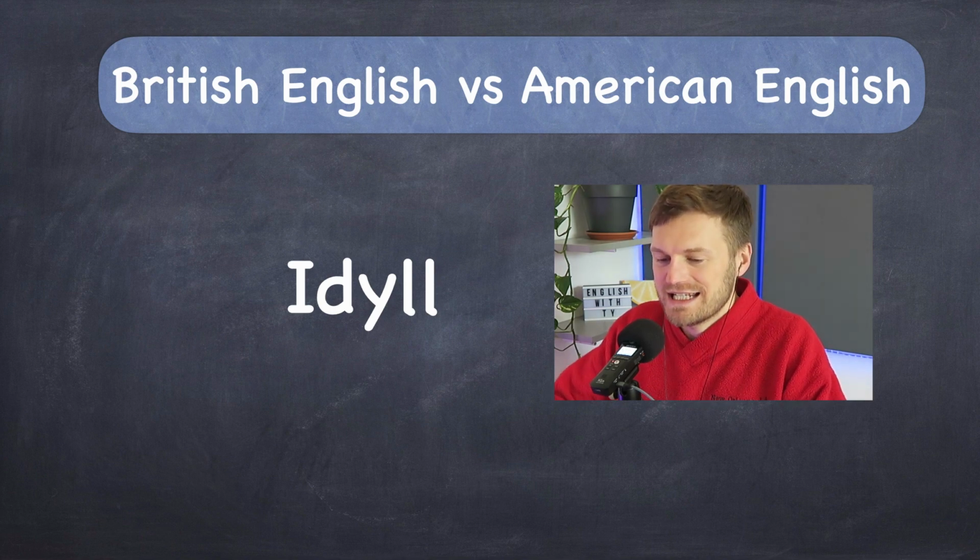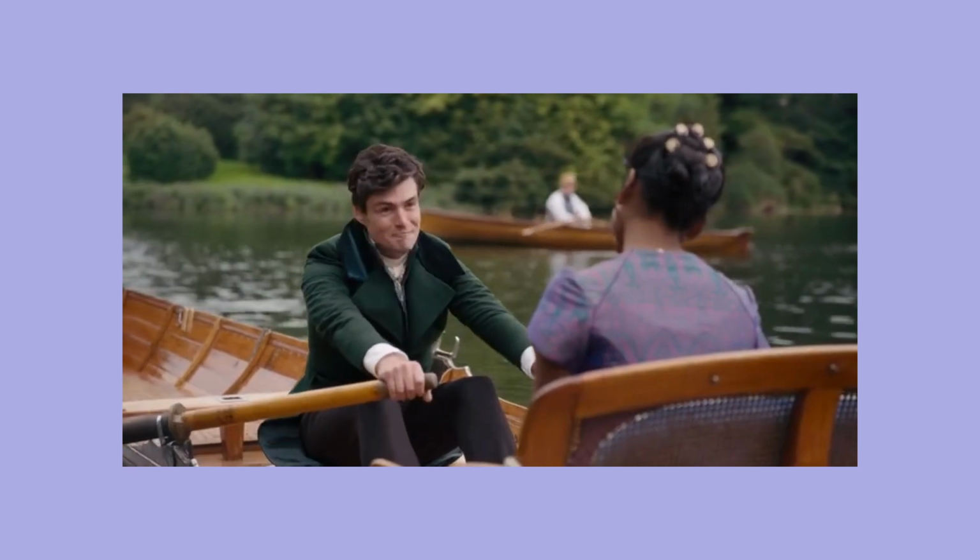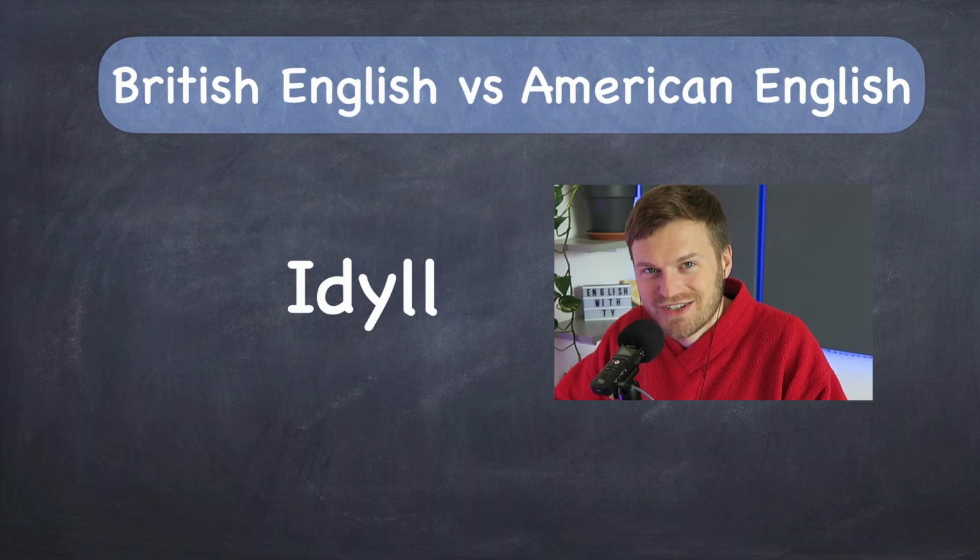The next word I want to discuss is spelled I-D-Y-L-L, and in British English, this would be pronounced idyll with an E sound. And in American English, it would be more like idol, where the I at the beginning is actually pronounced like an I. And here's an example of the British English pronunciation for you.